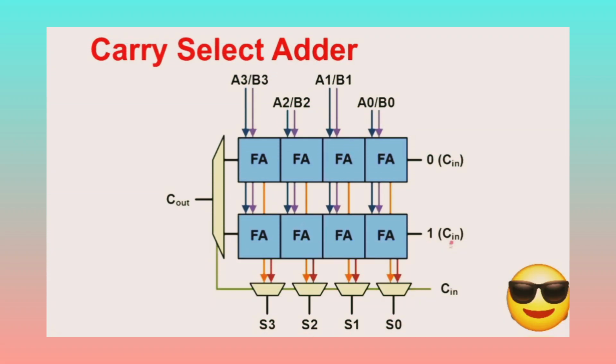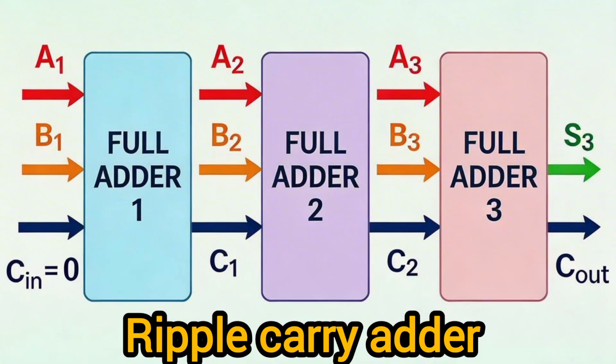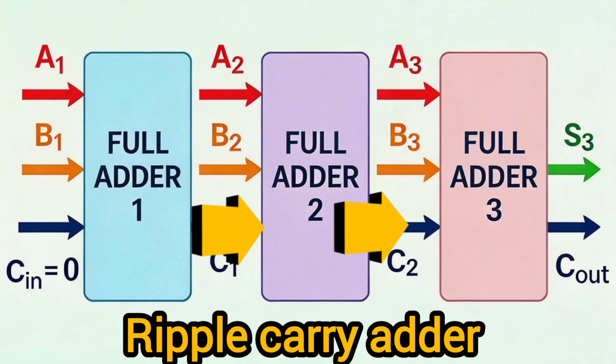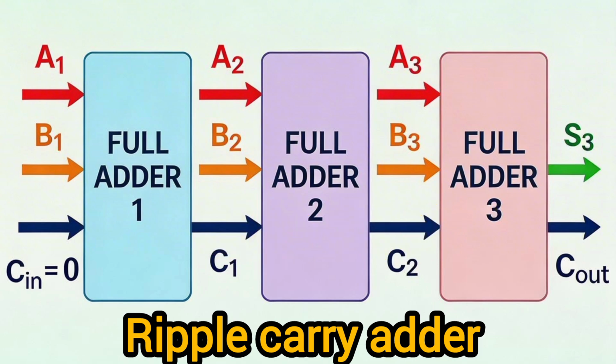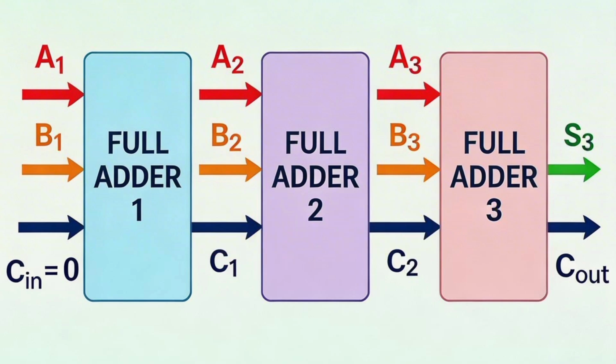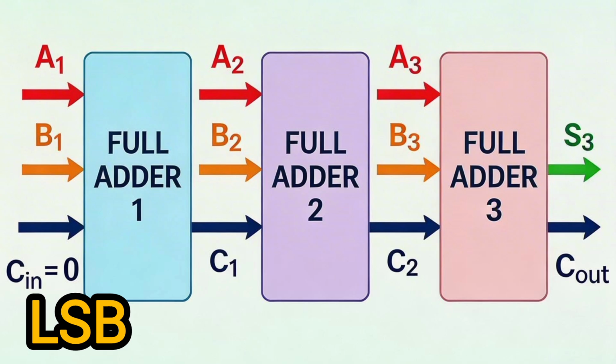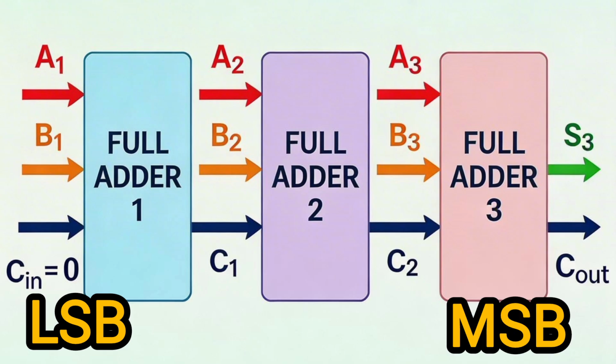To understand the carry select adder, you must first understand the limitation it was designed to overcome. In a ripple carry adder, full adders are chained in series. The carry output of each stage feeds directly into the carry input of the next. For an n-bit addition, the final sum cannot be computed until the carry has propagated through every stage in sequence, from the least significant bit all the way to the most significant bit.